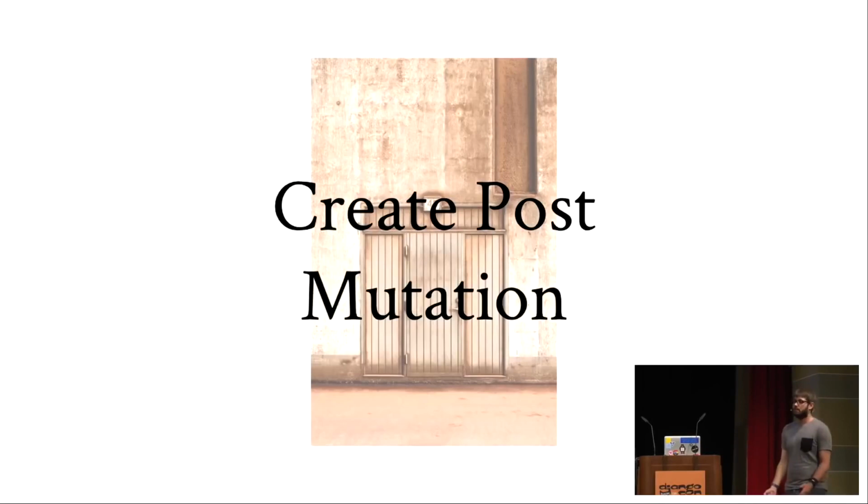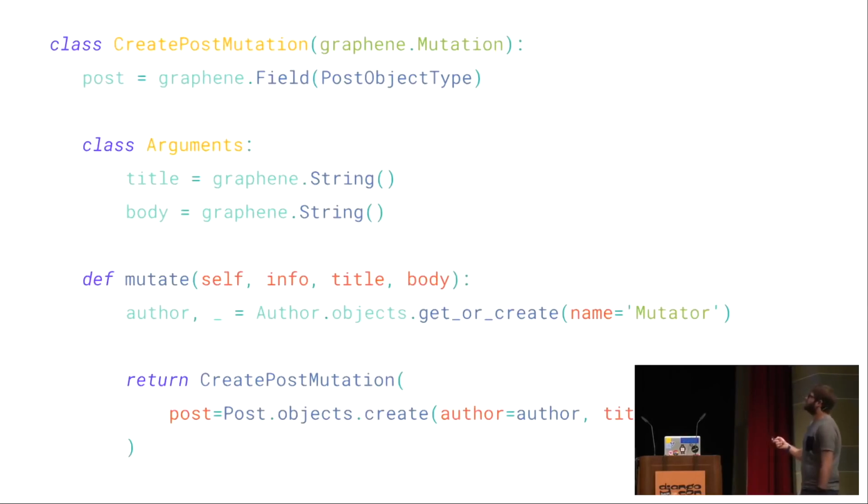Of course, you also want to allow the user to create posts, for example. And you do it using a mutation. You create a mutation extending graphene.Mutation.